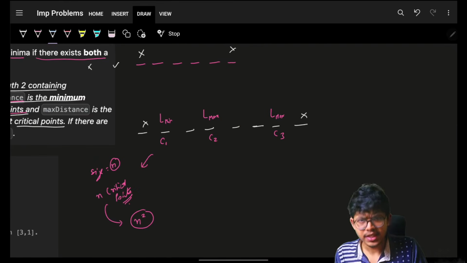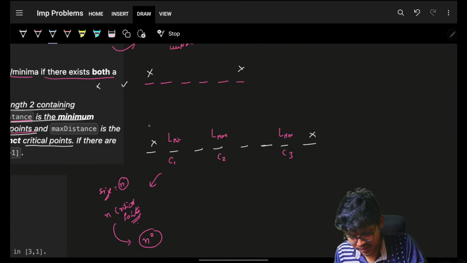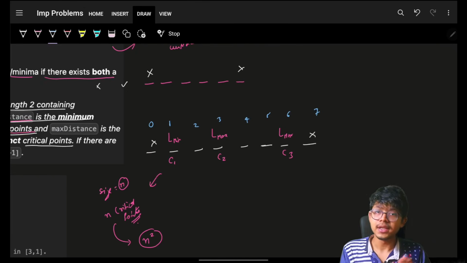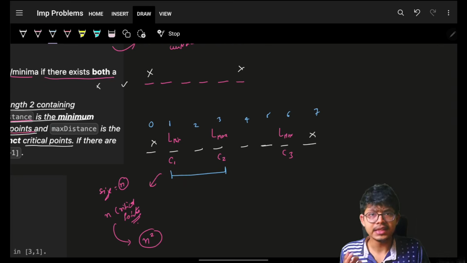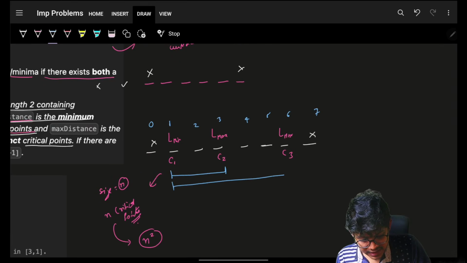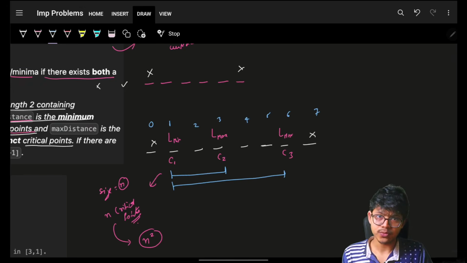So let's imagine, let's number the indexes 0, 1, 2, 3, 4, 5, 6, and 7. Now, why I numbered them is because if I just go and check the distance between these two, it is 3 minus 1 plus 1. The distance between these is 6 minus 1 plus 1.